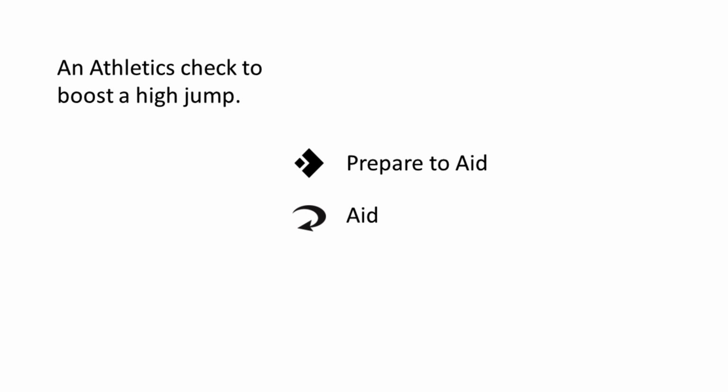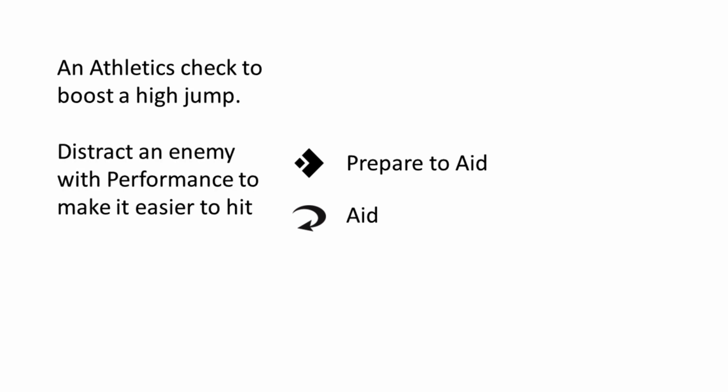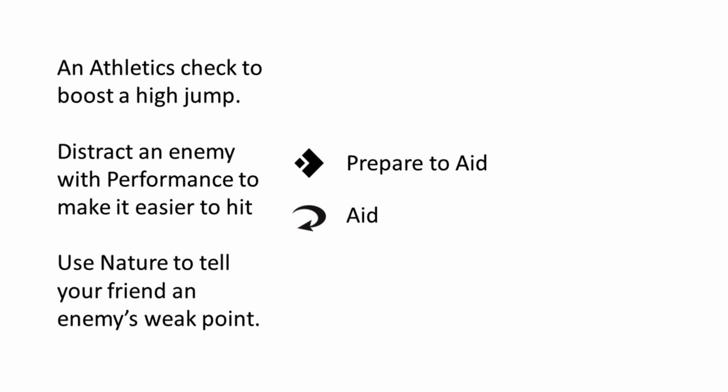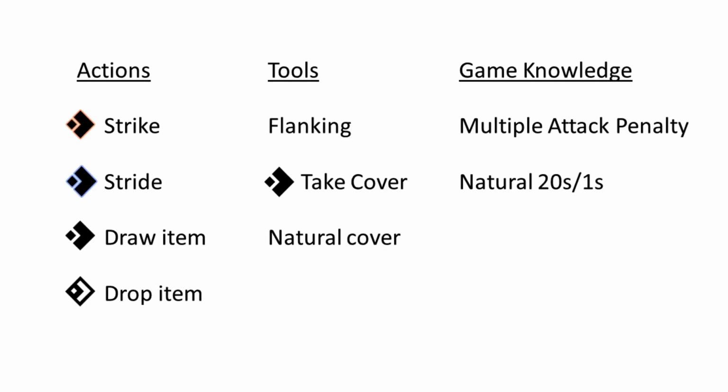Prepare to aid and aid are 2 very powerful actions because you could potentially do anything your imagination could conceive of on your GM's approval. You could boost somebody's high jump with an athletics check. You could distract an enemy with a performance to make it easier to hit. You could use nature to tell your friend an enemy beast's weak point. Now you know initiative, prepare aid, and aid.